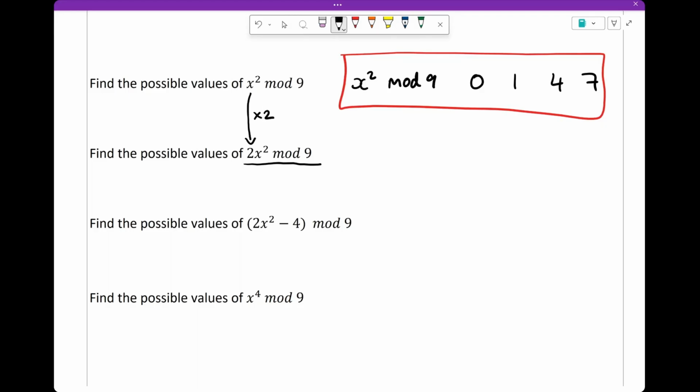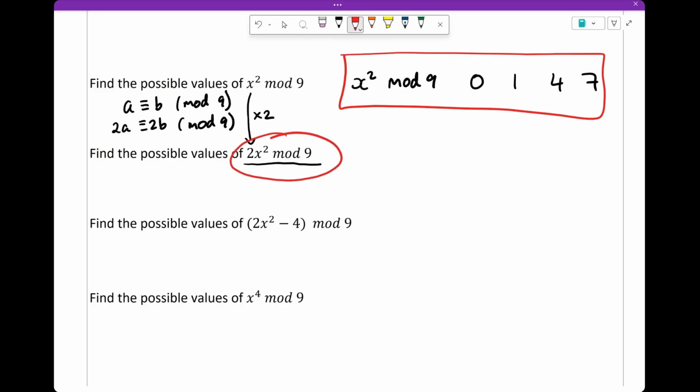So let's consider some of our properties of congruence relations. If we have a is congruent to b mod n, then what we can do is multiply both sides of our congruence relation by any integer. So we can multiply both sides by 2, so we would get 2a is congruent to 2b mod 9. So therefore, if I want to work out the remainders for this second question here, all I need to do is go to the first question and multiply all our remainders by 2. So let's go through that.